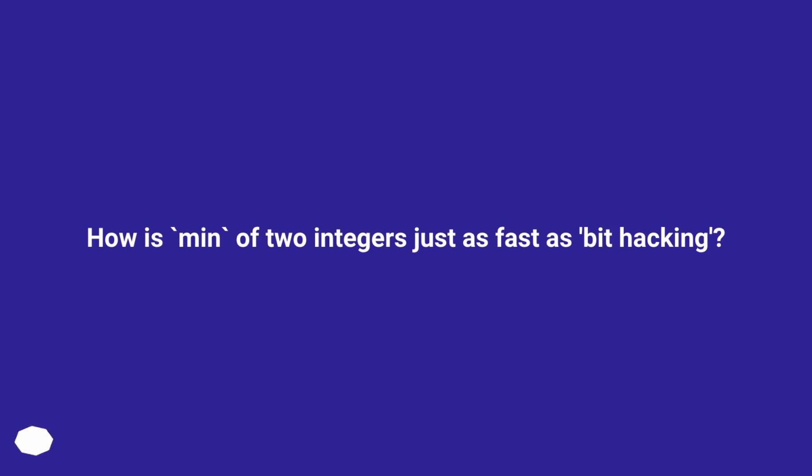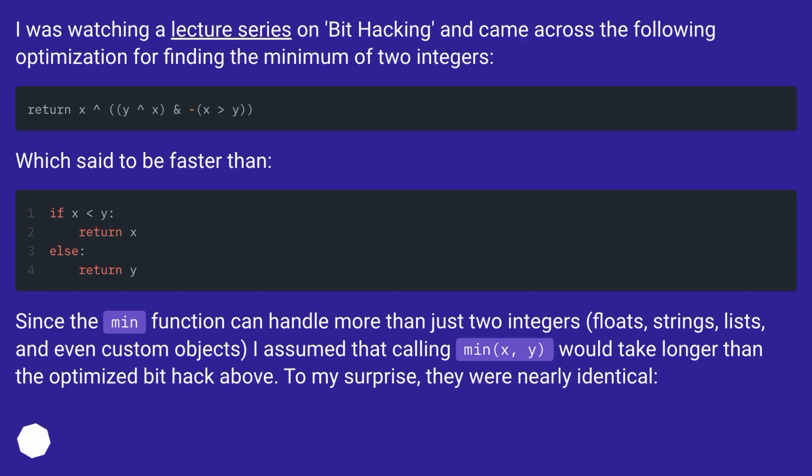How is min of two integers just as fast as bit hacking? I was watching a lecture series on bit hacking, and came across the following optimization for finding the minimum of two integers, which was said to be faster than the alternative.